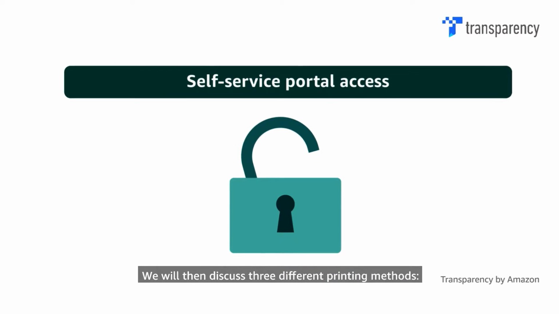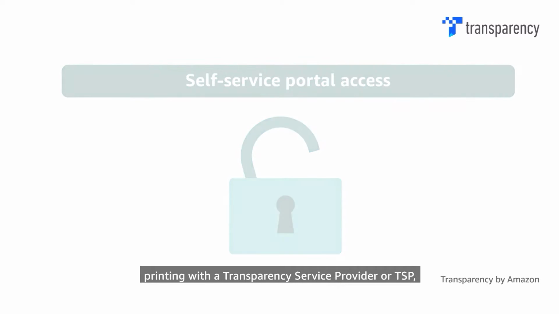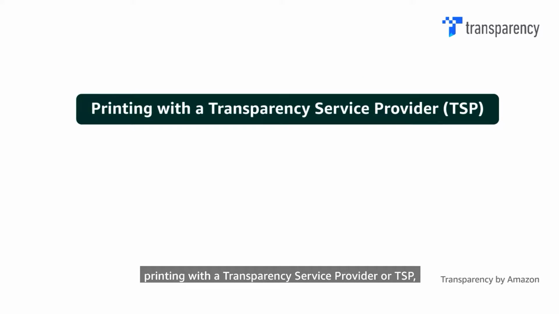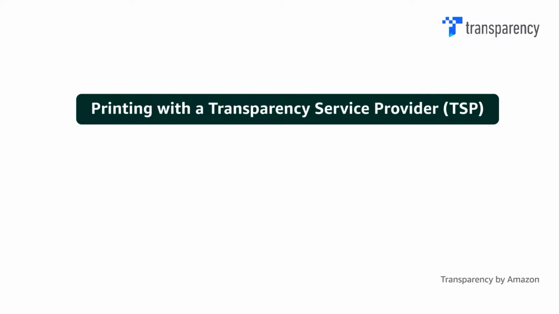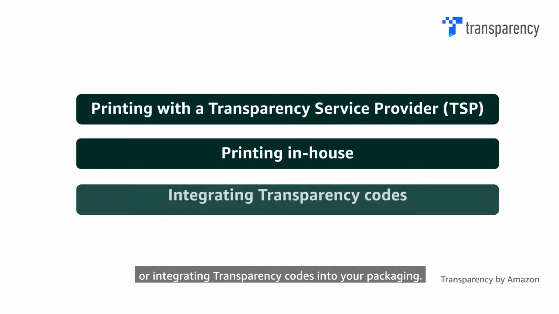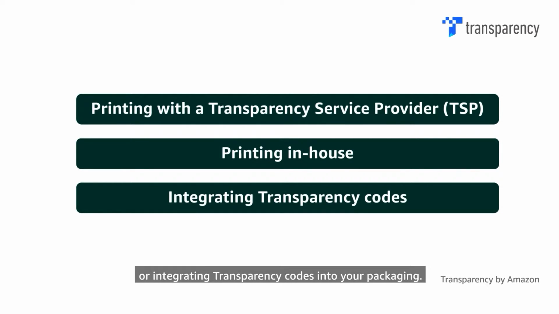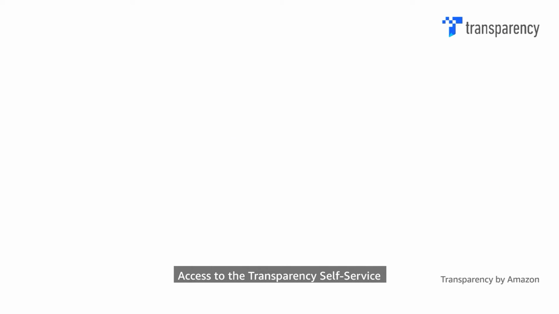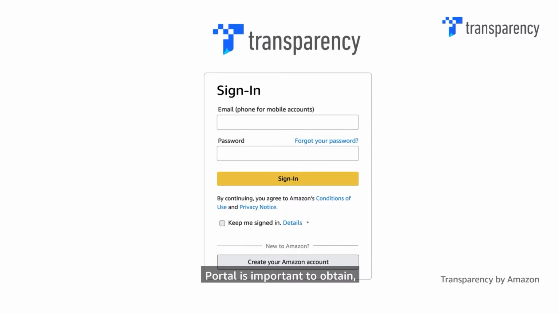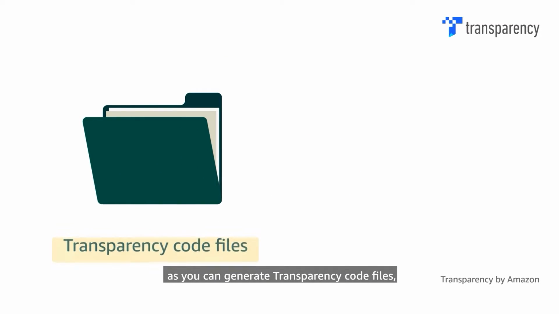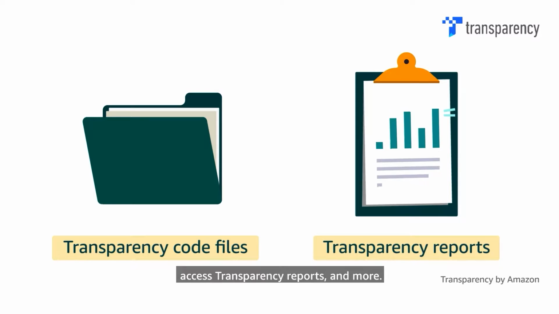We will then discuss 3 different printing methods: printing with a Transparency Service Provider or TSP, printing in-house, or integrating transparency codes into your packaging. Access to the Transparency Self-Service portal is important to obtain, as you can generate transparency code files, access transparency reports, and more. Here's how to access the portal.